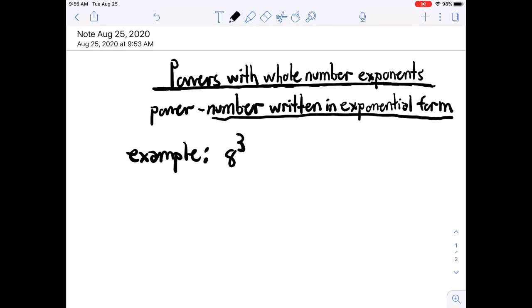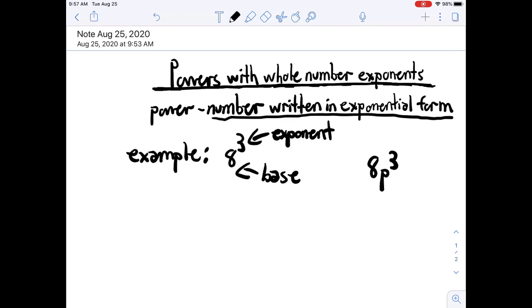8 to the power of 3. 8 is the base, and 3 is the exponent. I'll show you one more example here.